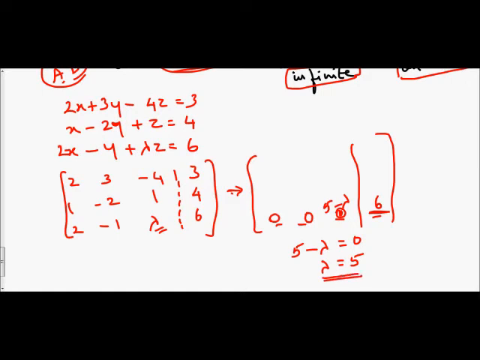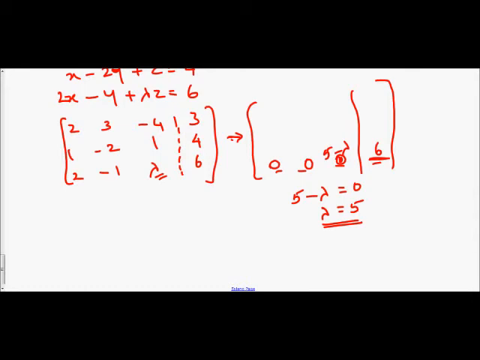Again I insist, you may not be able to use GDC for all types of row reductions. So it is very important that you know how to do row reduction of a matrix. Please go back to matrices and learn how to do row reduction.